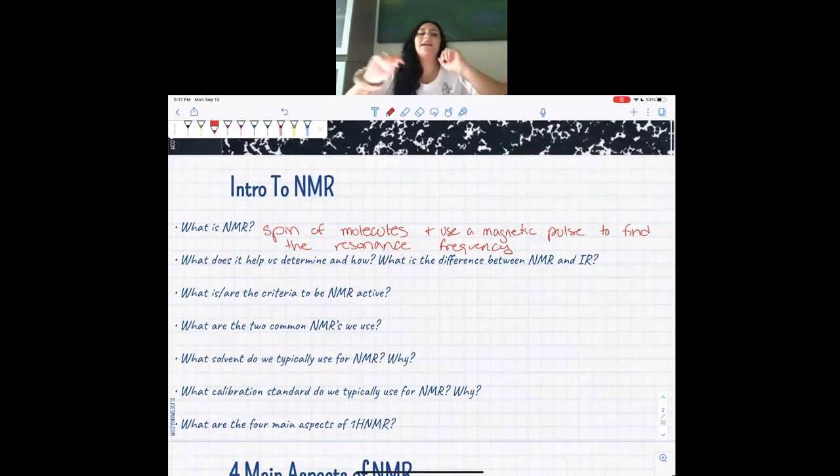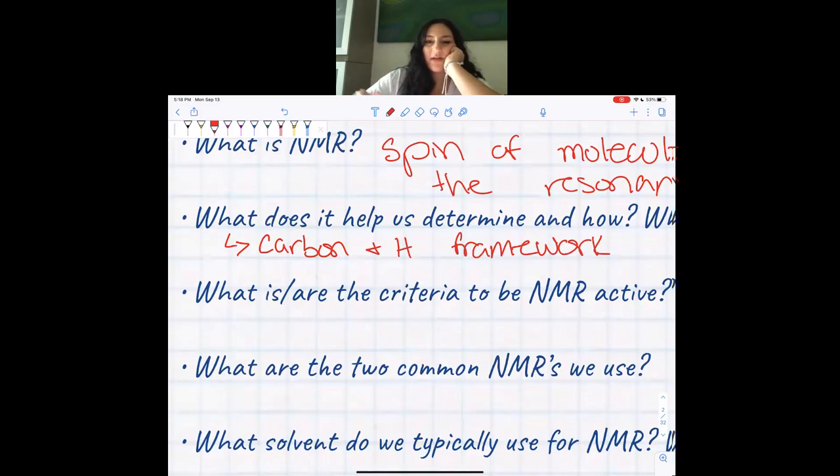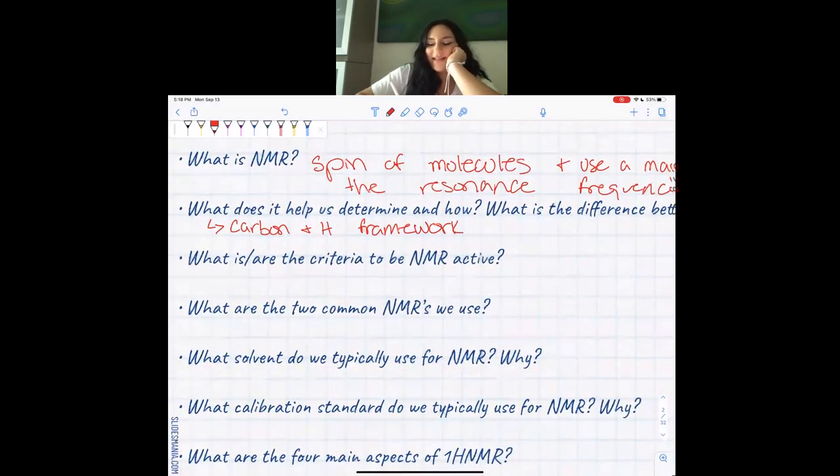Restart. NMR, all you really have to know is that we're looking at the spin of molecules and we're using a magnetic pulse to find the resonance frequency. Cool. That's all you need to know. So, what exactly does it tell us and how? NMR tells us the carbon hydrogen framework of a molecule. So it's basically telling you what the skeleton of the molecule looks like.